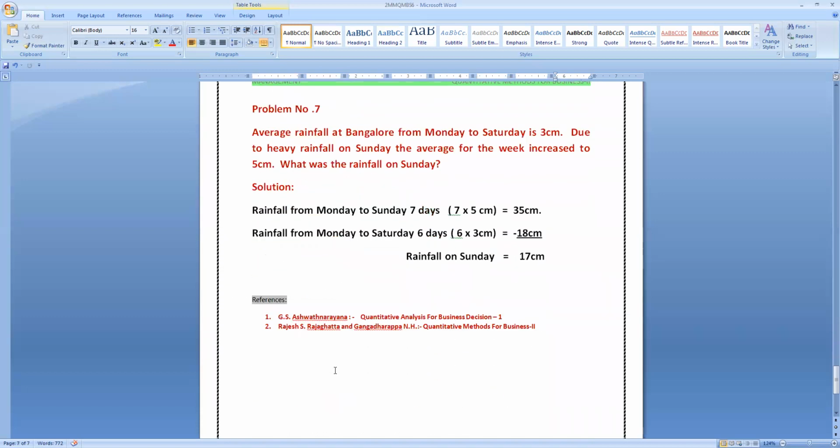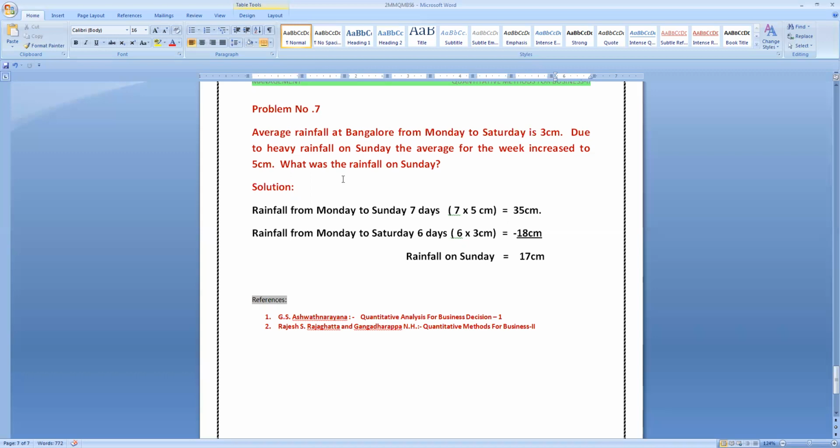Now one more last question. Here the average rainfall at Bangalore from Monday to Saturday is 3 centimeters. Due to heavy rainfall on Sunday, the average for the week is increased to 5 centimeters. What was the rainfall on Sunday? So this is the question given. What is the rainfall on Sunday?